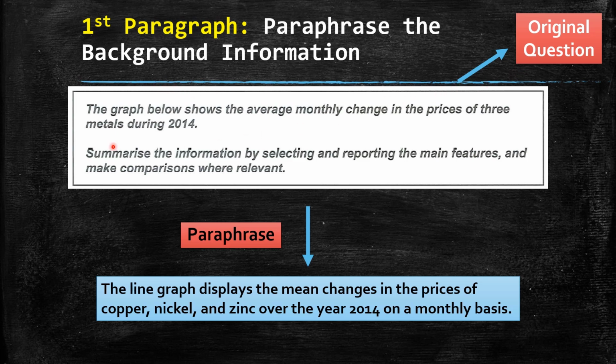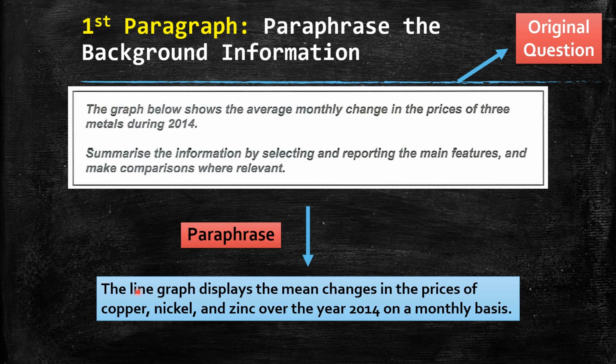So this is the original question. The graph below shows the average monthly change in the prices of 3 metals during 2014. Summarize the information by selecting and reporting the main features and make comparisons where relevant. So this is the whole question. Should we paraphrase the entire question? Obviously not. We should not paraphrase the second sentence, right? This is logical, this is common sense. There is no need to do this. We will only paraphrase the first sentence, okay?